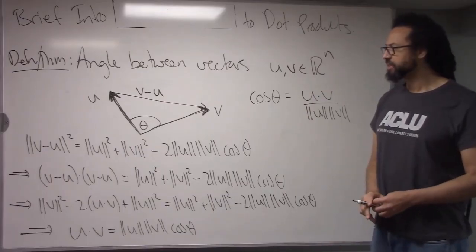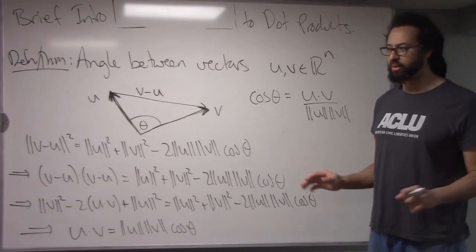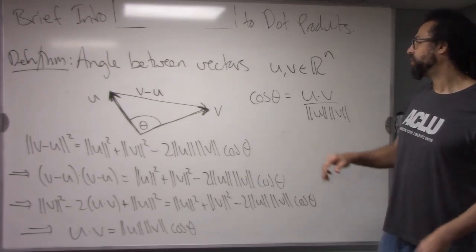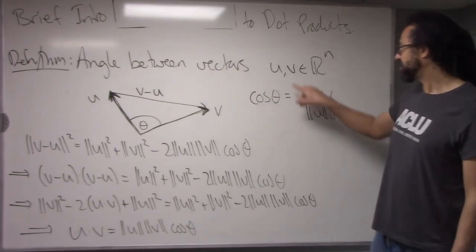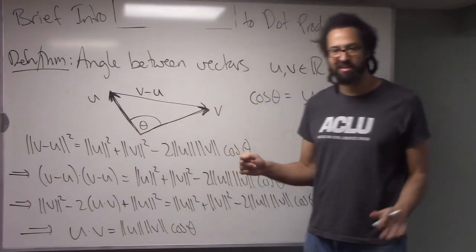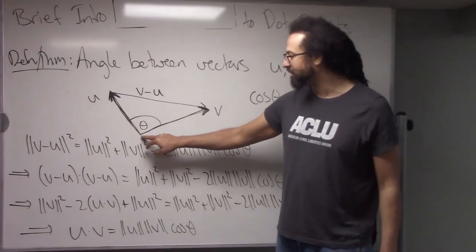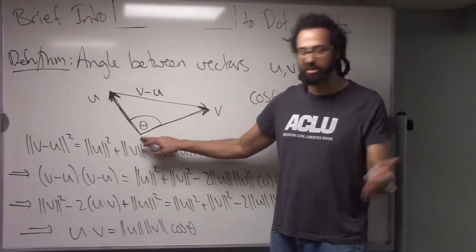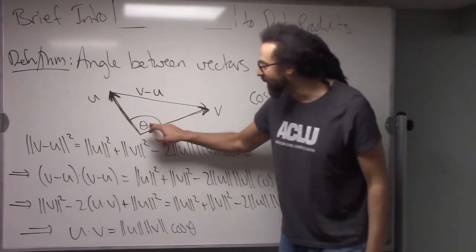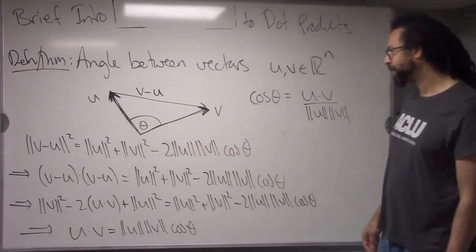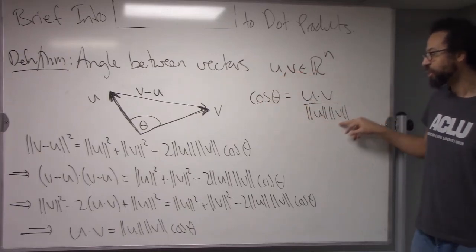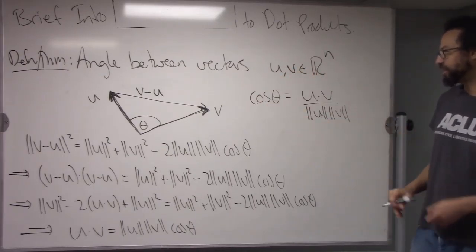All right, here's another definition, really important for our discussion about lines and planes. The angle between vectors u and v. Here's a vector u, here's a vector v, in standard position, both with initial points at the origin. The angle between these two vectors, call it theta, you can find by using this formula, and we'll say where this formula comes from in a minute.